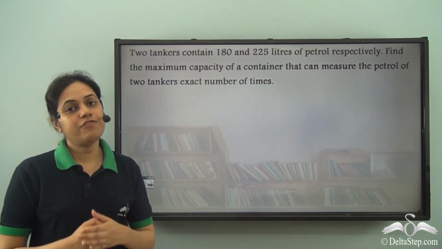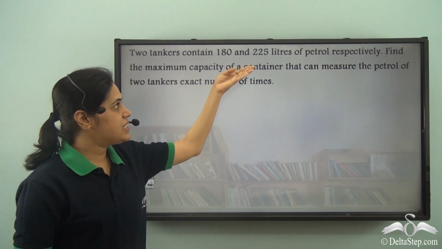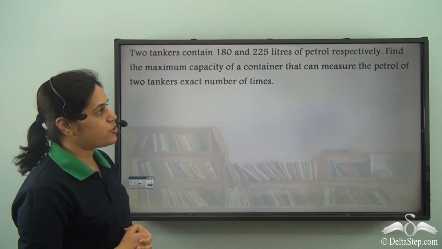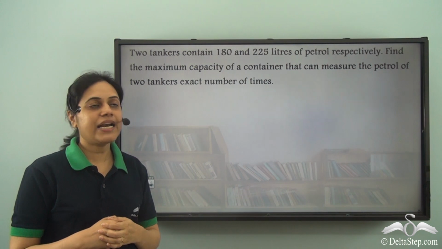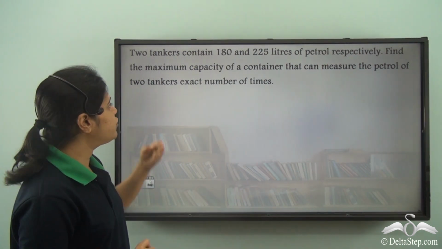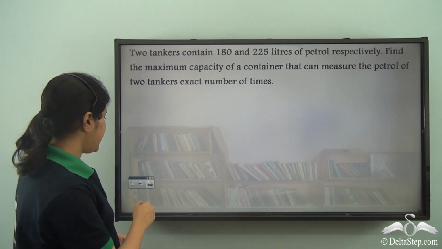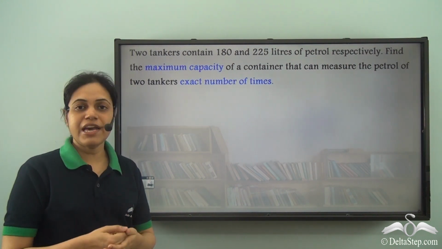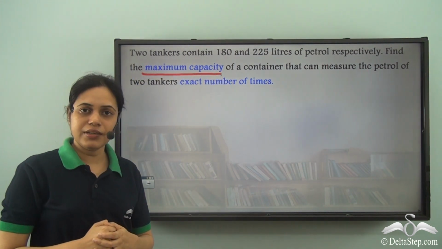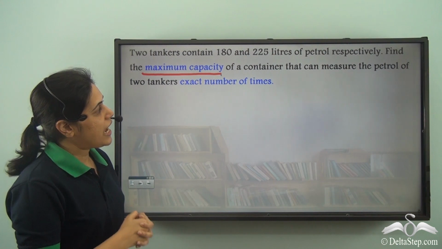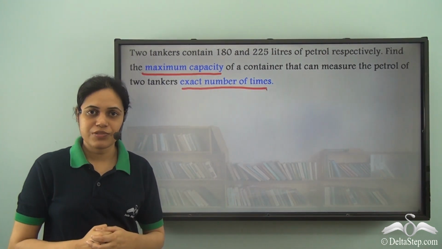Now let us solve one more problem. Two tankers contain 180 and 225 liters of petrol. Find the maximum capacity of a container that can measure the petrol of the two tankers an exact number of times. So over here as well, we have these keywords like maximum capacity of the container, which can measure the petrol of the two tankers an exact number of times.